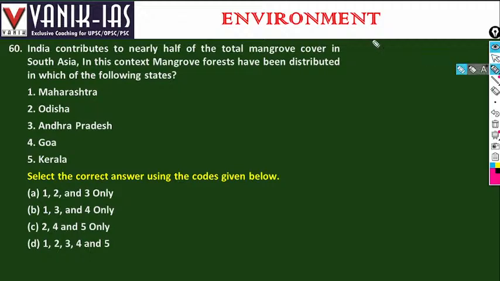India contributes nearly half of the total mangrove cover in South Asia. In this context, mangrove forests have been distributed in which of the following states? Maharashtra, Odisha. In which regions do we find mangrove? In Maharashtra, the Kutch region has mangrove forest. In Odisha, the Mahanadi Godavari Delta. Andhra Pradesh, Pichavaram, Goa, Kerala, in the backwaters of Kerala. So all the options are right; we see mangrove forest in all of them.